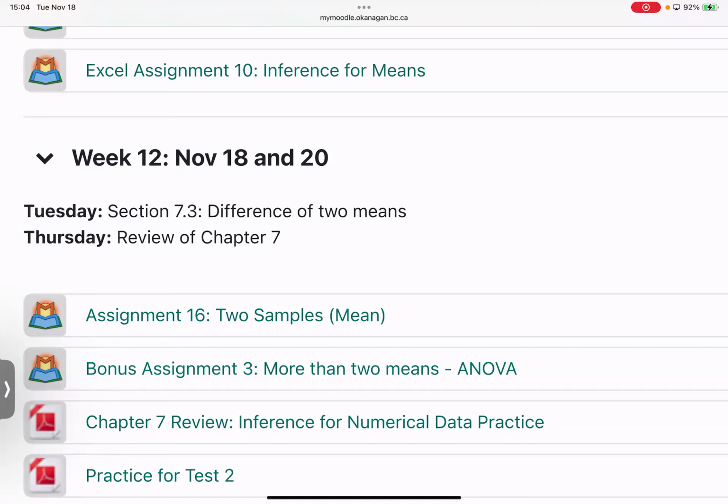So today we're doing two sample means. Assignment 16 can be from paired data or the stuff today. Kind of put them into one assignment, and then another bonus assignment on the ANOVA, which we're not covering, but if you want to boost your assignment grade, otherwise it'll be dropped.